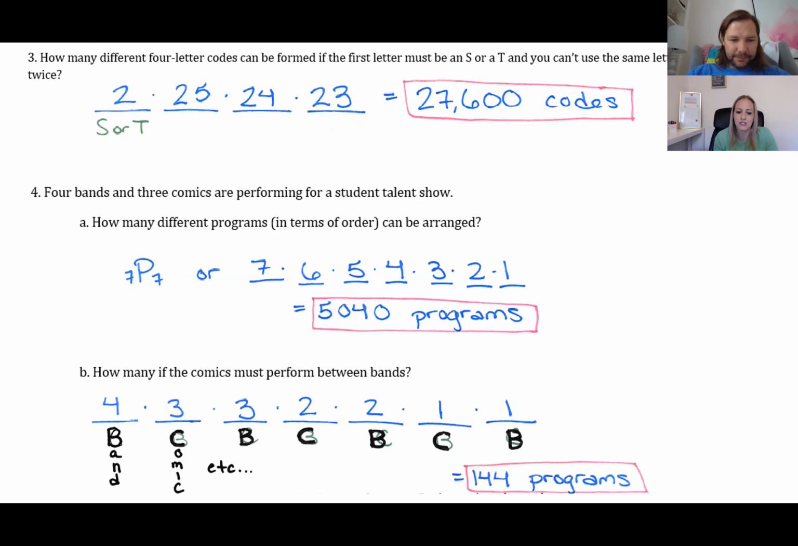Okay, so if you think about the ways you could do this, well, who's going to be the first band to perform? Well, you have 4 different bands that you can choose from. Okay, then the comic, it has to go next, and there's 3 of those that you can choose from. Since you've already selected a band, you now have 3 bands to choose from for who goes next, and then 2 comics remaining, and then 2 bands, and then you're left over with whoever the last comic is and the last band is. So you'll multiply 4 times 3 times 3 times 2 times 2 times 1 times 1, and you end up with 144 different programs.